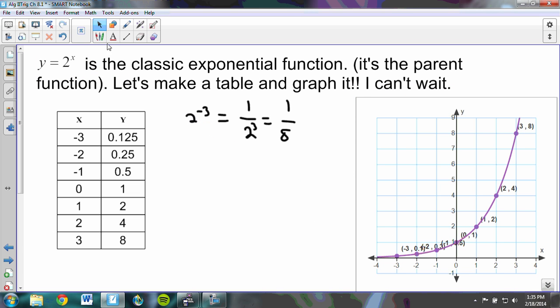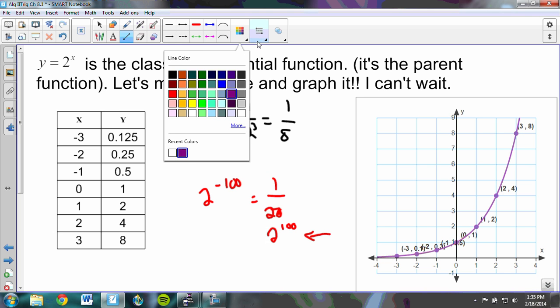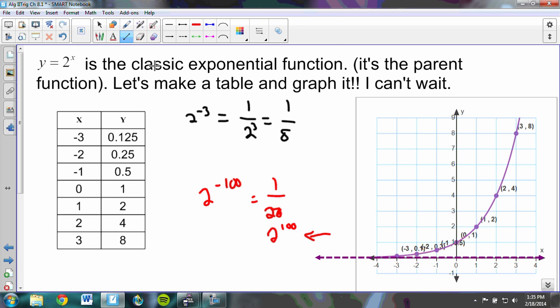If I think about doing something like, let's say, 2 to the -100, well, that's really 1 over 2 to the 100. And that's a very, very, very large number on the bottom, but it makes the whole fraction incredibly small. It's not 0, and it's never negative, but it gets very, very close to 0 without ever touching it. Whenever there's a graph that gets very, very close to a number without touching it, we call it an asymptote. And this graph here has an asymptote at y equals 0.